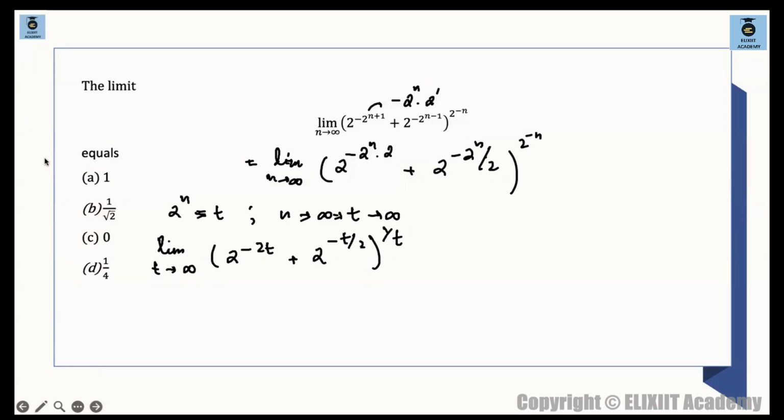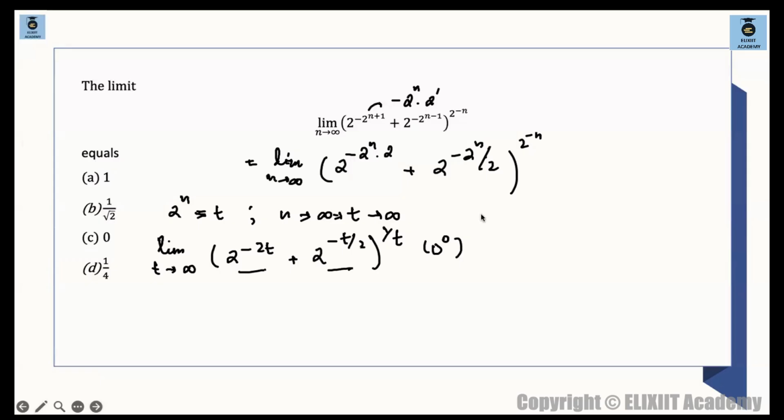You can check over here that this is still a standard form. As t tends to infinity, this will tend to 0, this will tend to 0, and 1 by infinity will also tend to 0, which is 0 raised to the power of 0. This is 0 raised to the power of 0, but this can be easily solved.